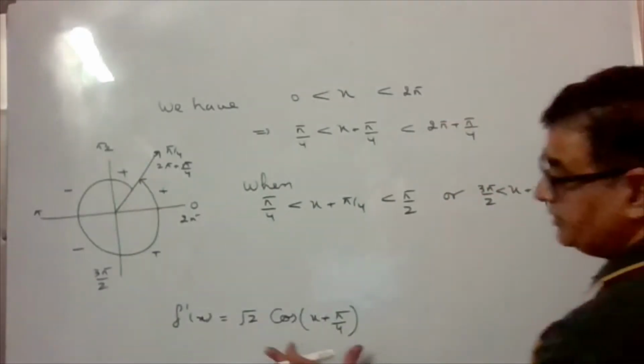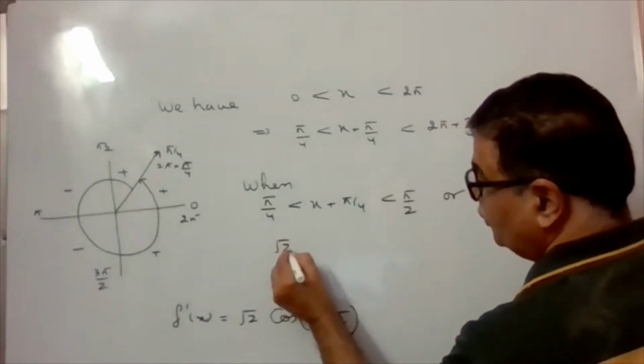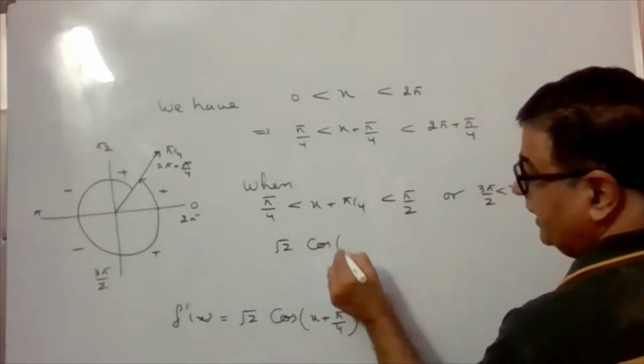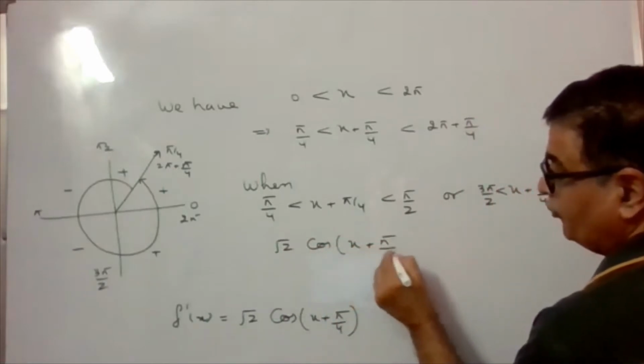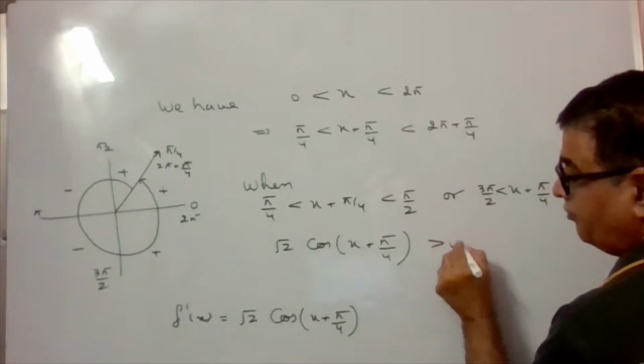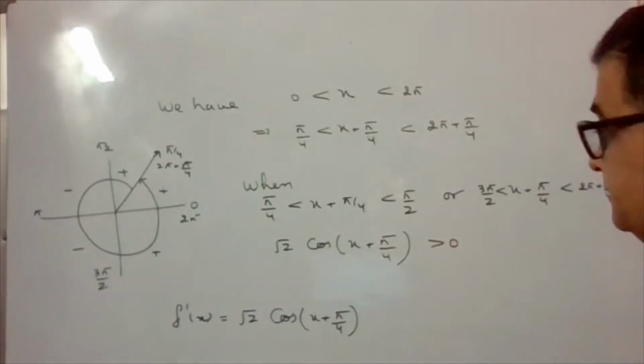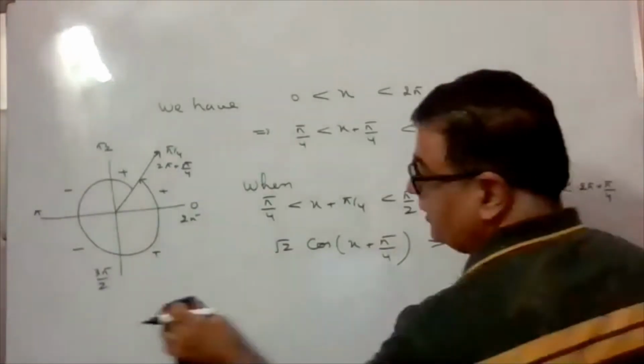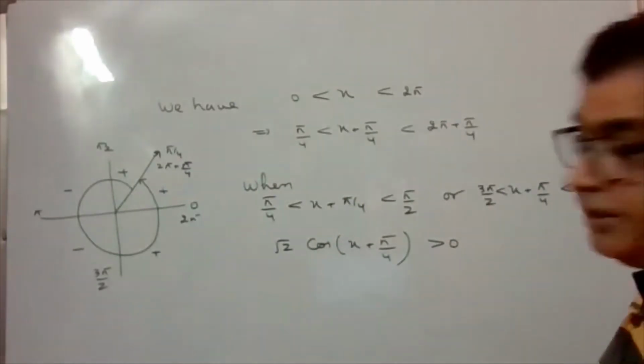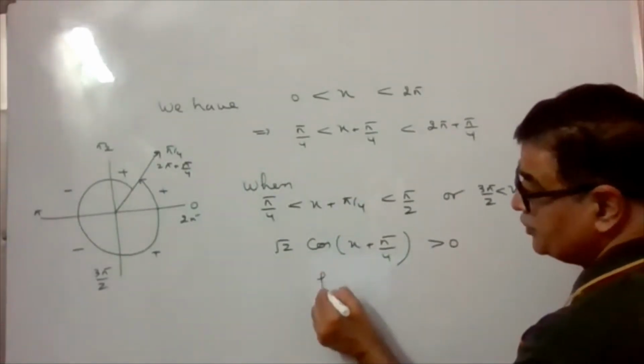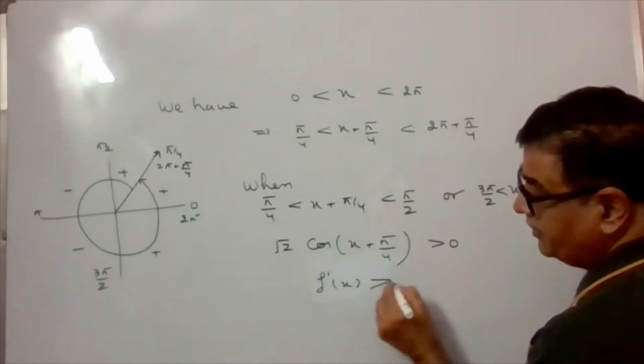In this complete interval, root 2 cos of x plus pi by 4 is a positive number. Cos we have marked already, it is a positive number. If it is a positive number, it means we should say f dash x is coming greater than 0.